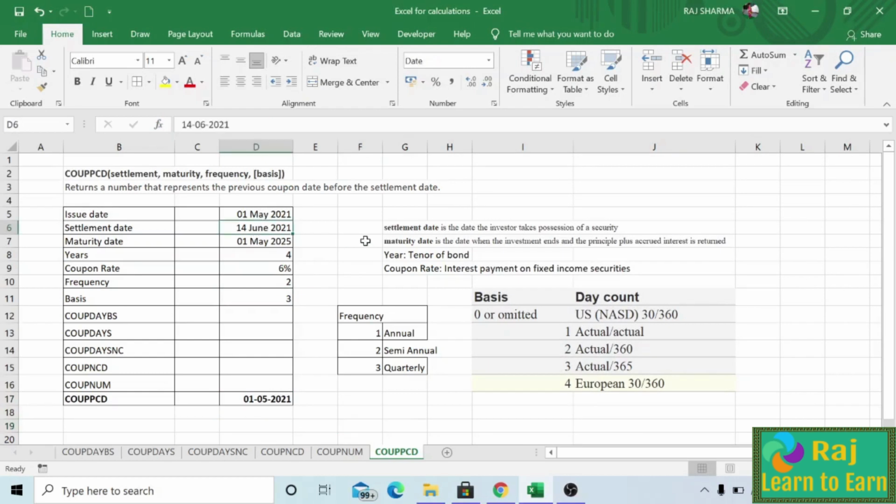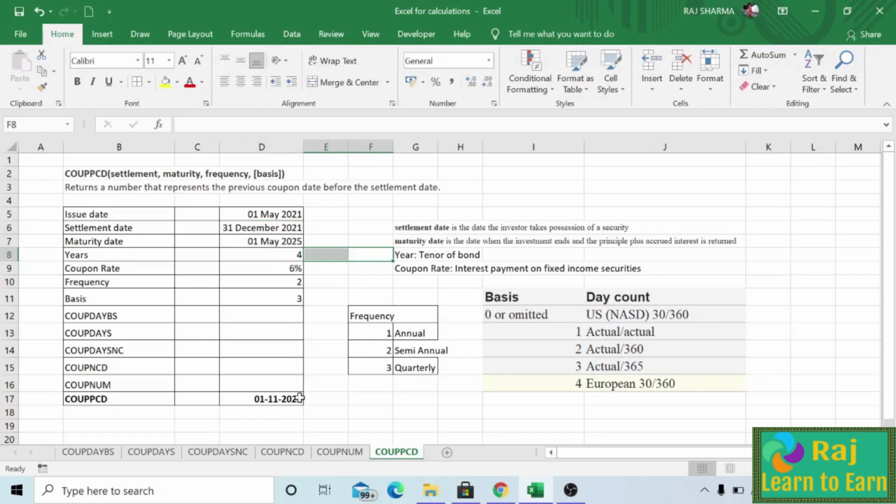Now if I change the settlement date from 14 June 2021 to some other date, let us take 31st of December 2021. And this has changed. This has given me the last coupon date, which is 1st of November 2021. So from 1st May, it is semi-annual, so if you add 6 months, it comes to 1st of November 2021. So this formula will tell me when the previous coupon was paid before the settlement date.